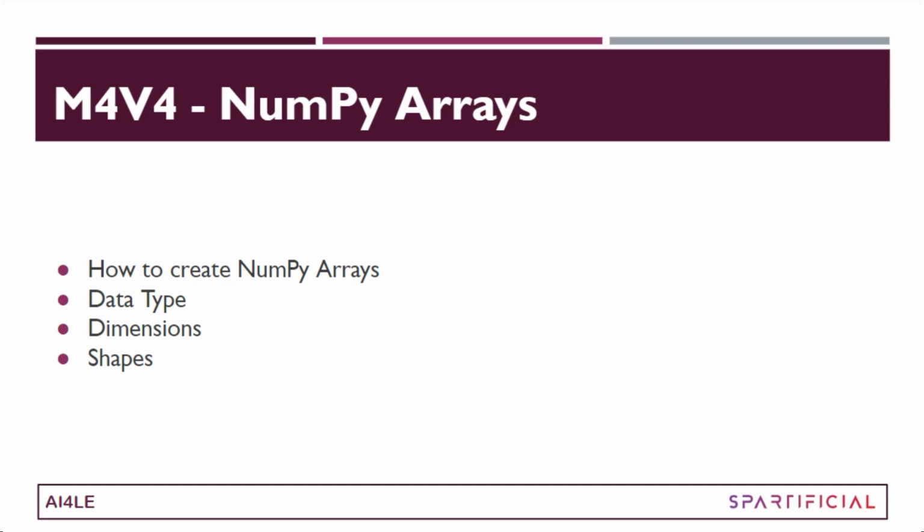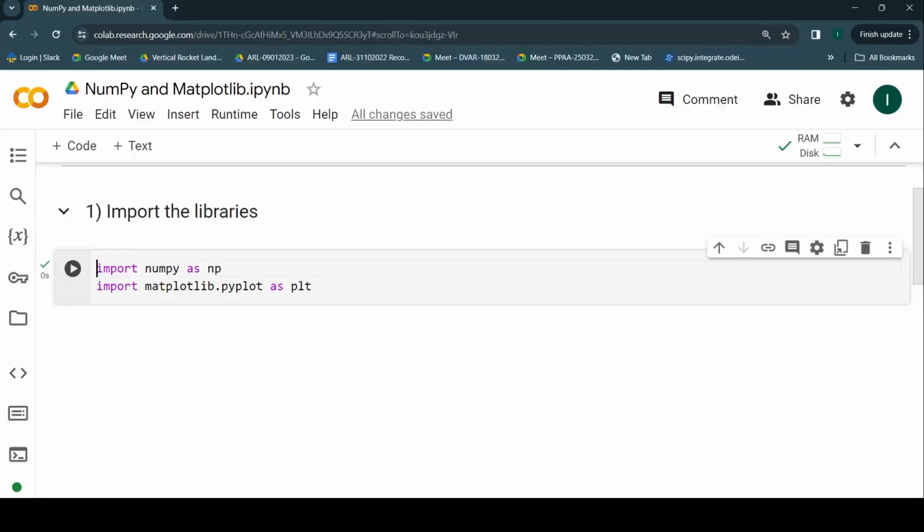Hi everyone, welcome to the fourth video of Module 4, and here we're going to talk about NumPy arrays. We'll understand how you can create your own NumPy array, and then how to check the data type of that array, dimensions of it, and then finally how you can check the shape of that array that you have created. So let's get started.